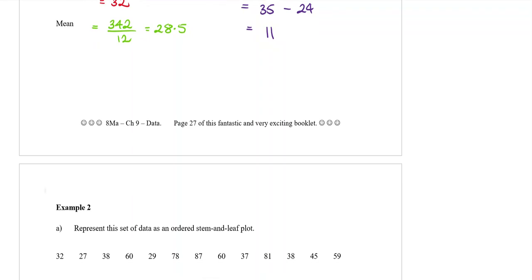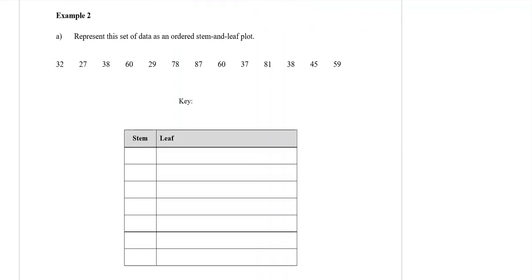Let's do it again. Whole way through. So here is a new set of data. We need to first of all put it into a stem and leaf, and then we're going to have to find all those things again. So the stem and leaf graph there is looking a lot bigger. So let's look for the smallest and the largest number.